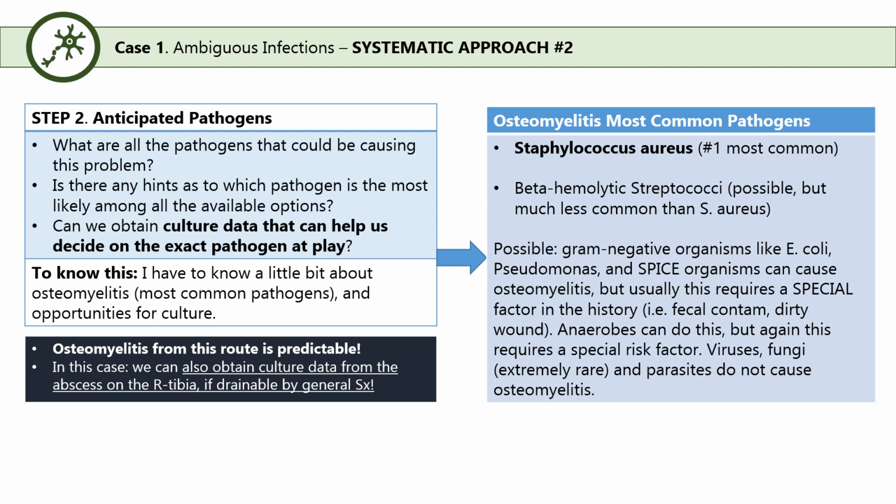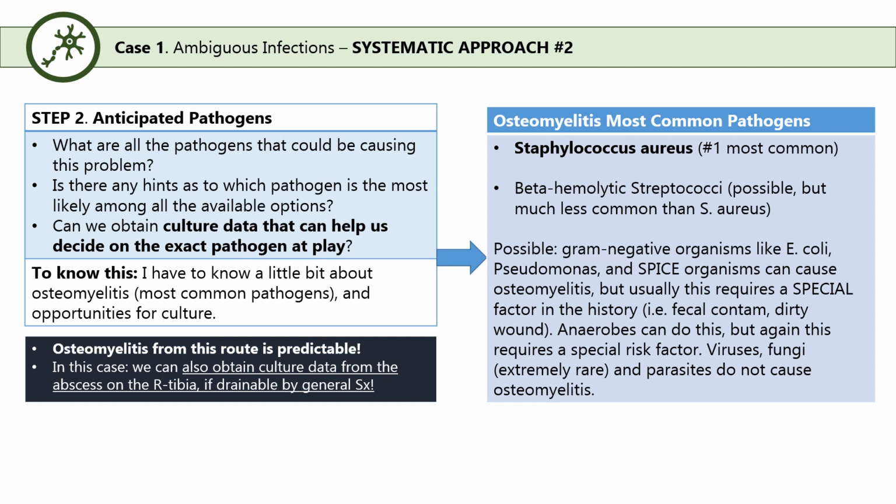Possible but less likely include gram-negative organisms like E. coli or Pseudomonas, but there are no special risk factors in this history to suggest these. Maybe we can ask a question or two about the circumstances and social history to the patient. Anaerobes can rarely cause osteomyelitis, but usually have specific risk factors as well. We know that other pathogen types do not commonly cause osteomyelitis.